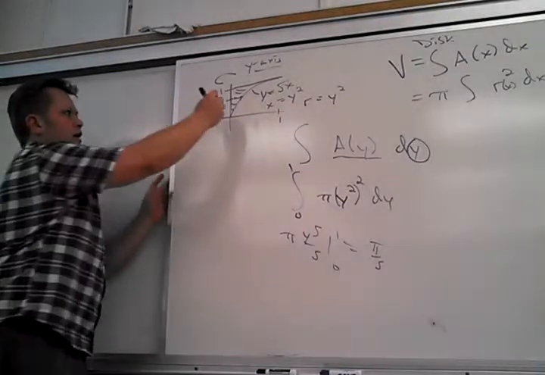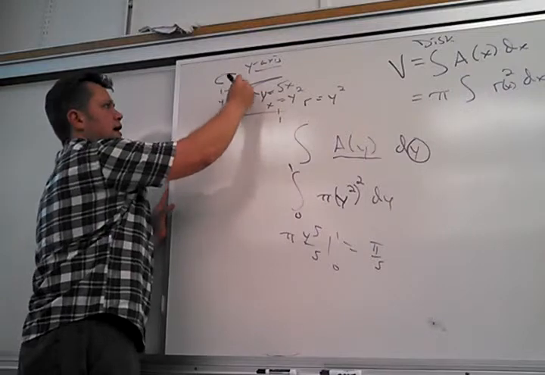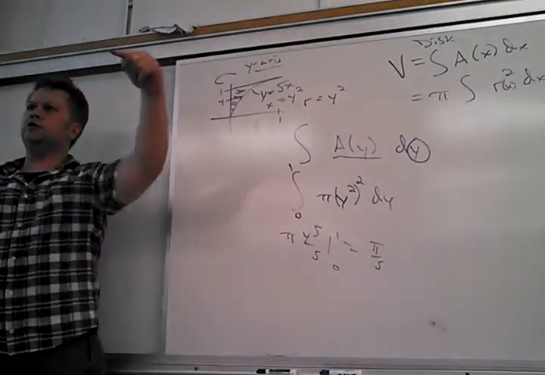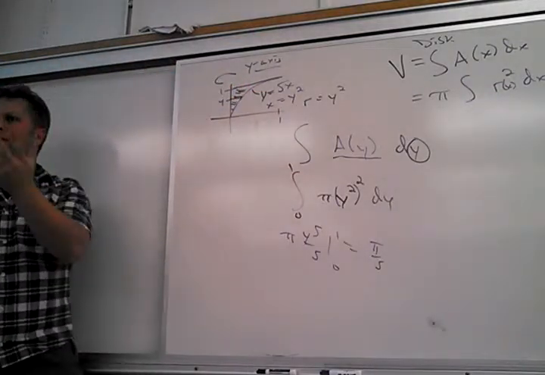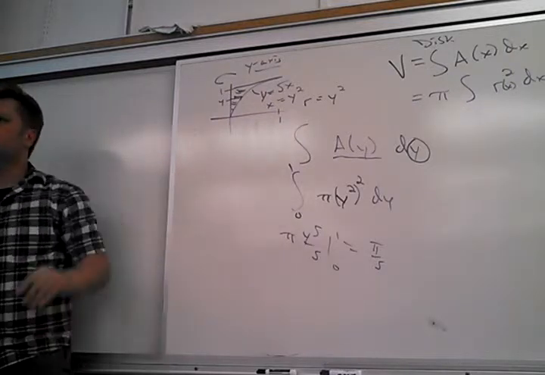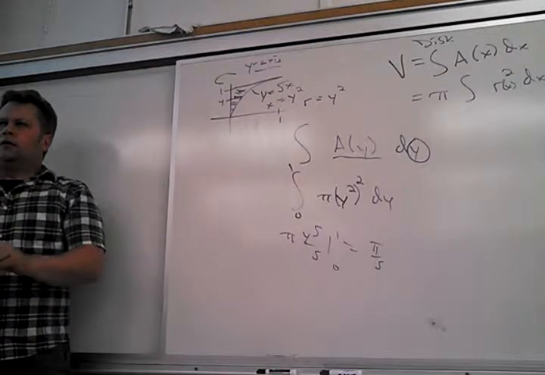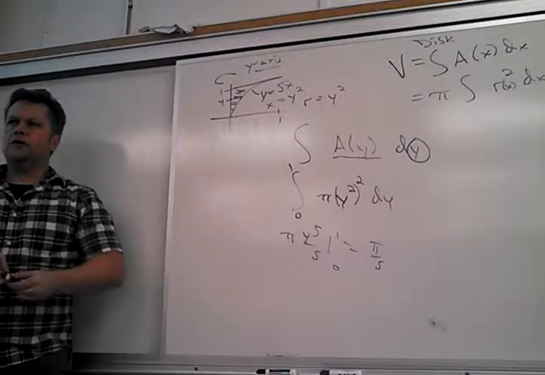Which kind of makes sense. This definitely is skinnier. If I look at just this side, it's skinnier. So I think that the rotation of it would end up with a smaller volume. So it makes sense it's pi over 5 versus pi over 2. Okay, maybe.